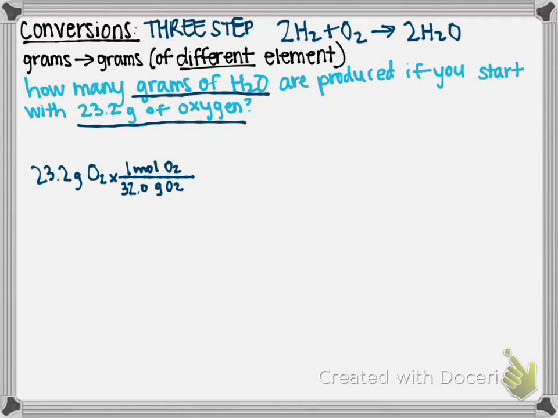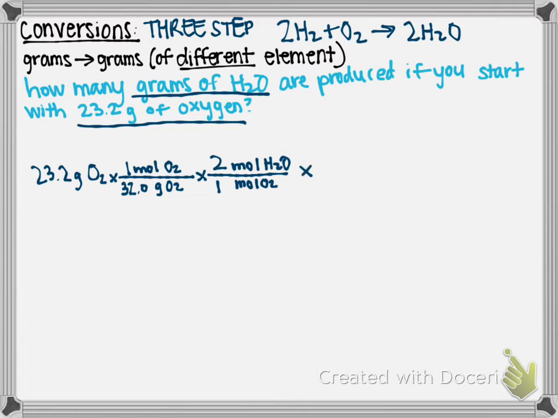Your next step is to convert it to the other substance. So you're going to have a mole to mole ratio. Mole O2 has to go on the bottom, and what you're trying to get to goes on top, so mole H2O. When you have moles over moles, you have to look at your coefficients. The coefficient in the balanced equation for H2O is 2. The coefficient in front of O2 is 1.